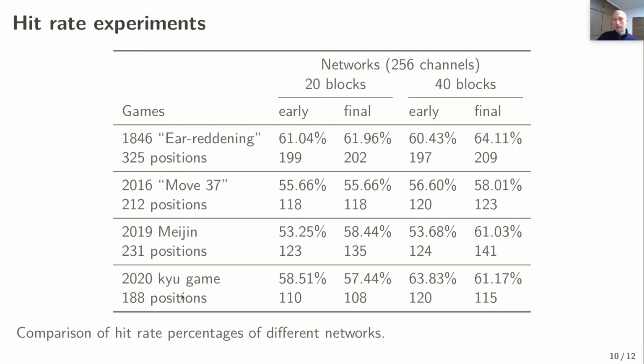However, we looked at an amateur game as well, and strangely, the early network has a better hit rate for this amateur game. So it's hinting that what's going on here might be that the early stage is closer to the early stage of human learning as well.